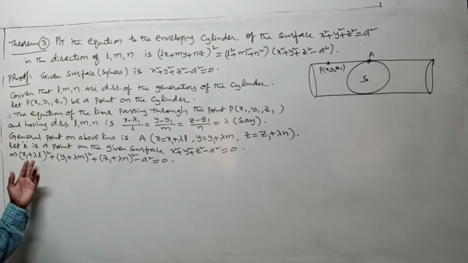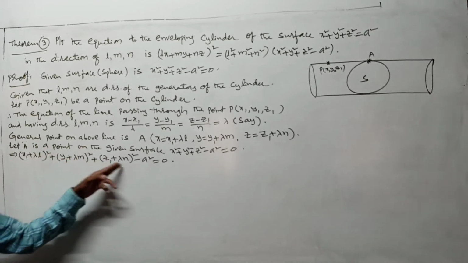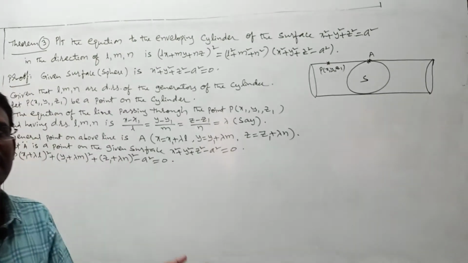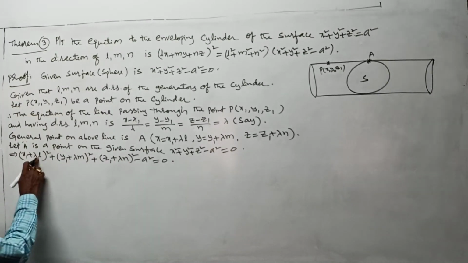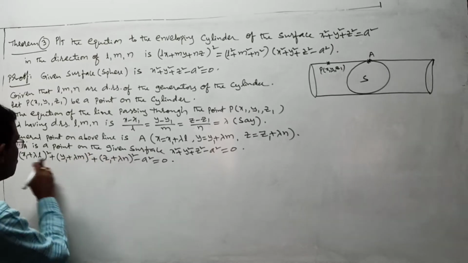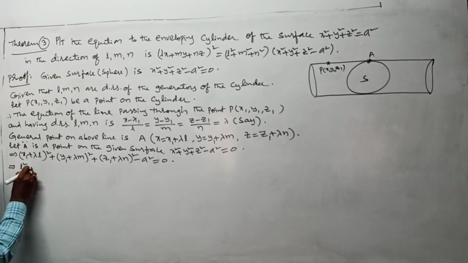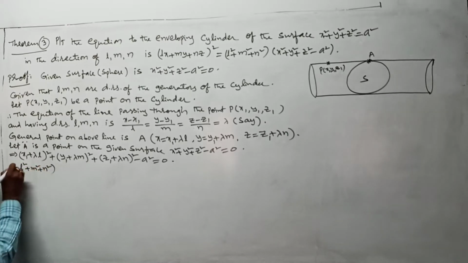In the next step, expand this according to (a plus b) whole square, then write the lambda square coefficient separately, the lambda coefficient separately, and the term free from lambda. First I want to write the lambda square coefficient. It is the b square term in this (a plus b) whole square. What is that? L square plus m square plus n square, whole into lambda square.